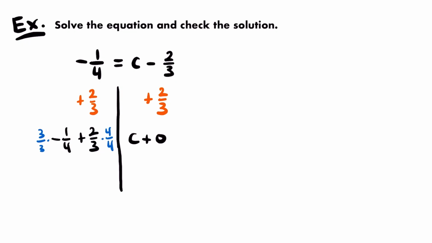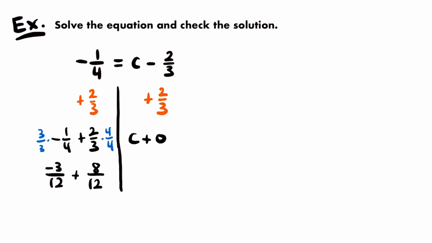By doing that, both fractions will have the same denominator because in both cases we now have 3 times 4 in the denominator, and that is 12. So for this fraction, 3 times the negative 1 is negative 3. So we have negative 3/12 because 3 times 4 is 12. And then we have plus 2 times 4, which is 8. And that's also divided by 12 because 3 times 4 is 12.